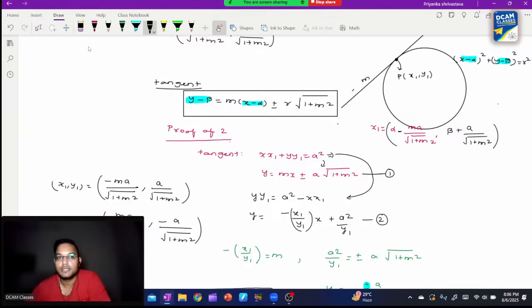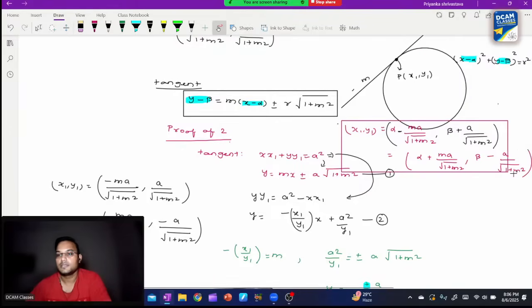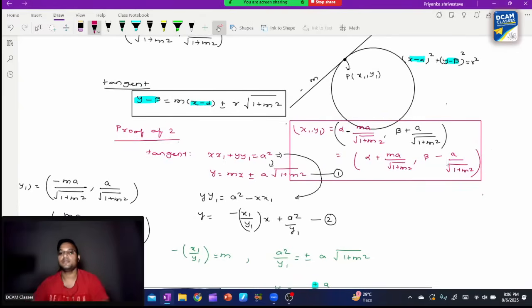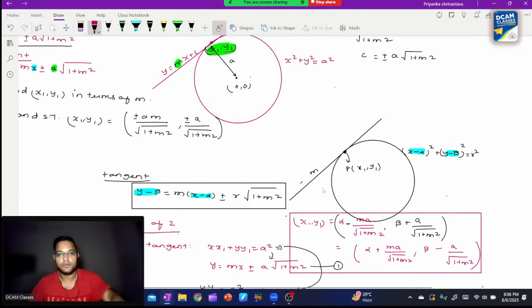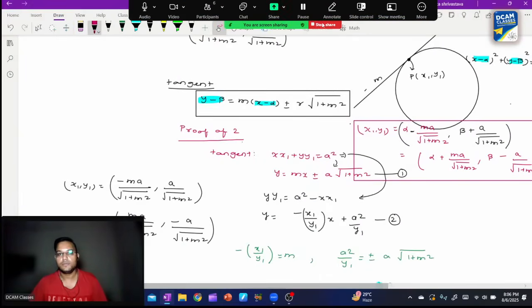Or the second possibility, very quickly I'll tell, is alpha plus ma by root over 1 plus m square, comma beta minus a by root over 1 plus m square. These things you should remember. Just try to see at your home how we got it. Try to do it by yourself. If you have any doubt, we'll discuss in class and then we'll solve some more problems on tangents, and then we'll move ahead. Okay, let's end the class.